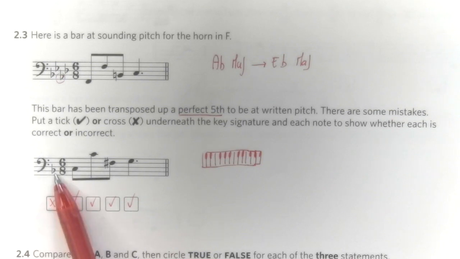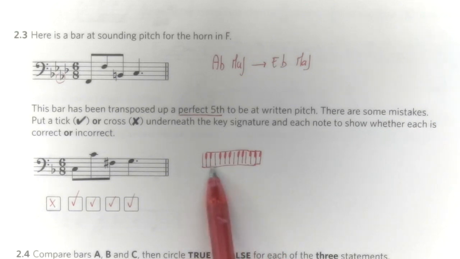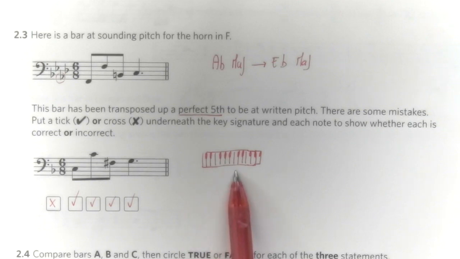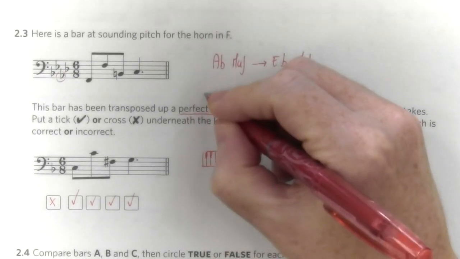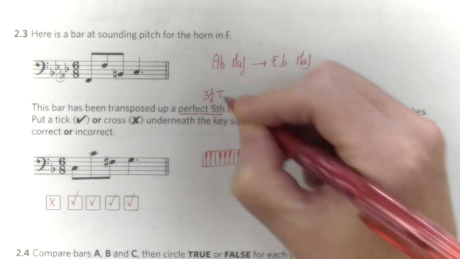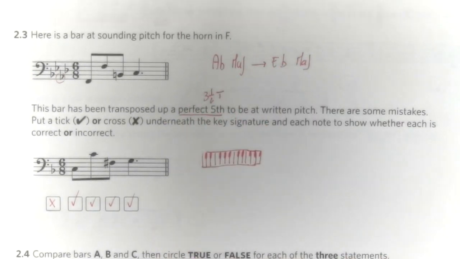Only the key signature was incorrect this time. Unusual, but still possible. Are you happy? I hope the keyboard helps you visualize the keys. A perfect fifth is 3.5 tones. That's the only thing you need to remember, either up or down.